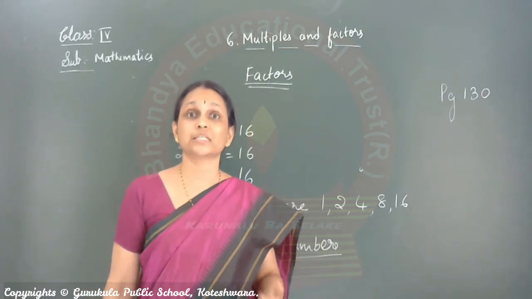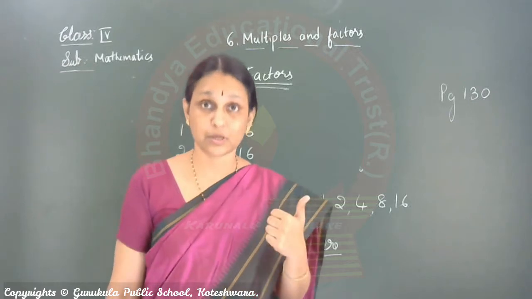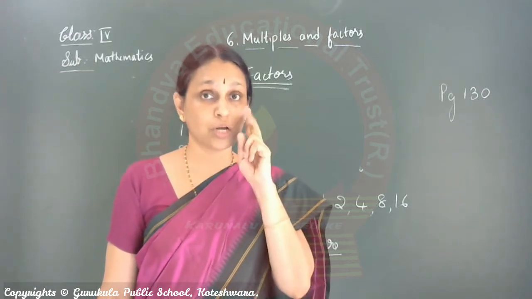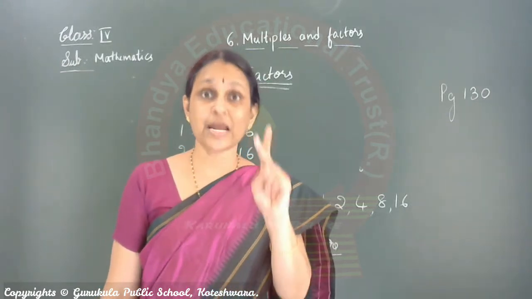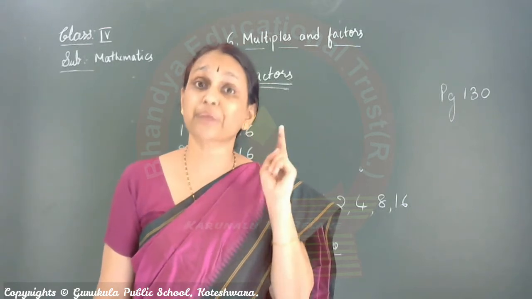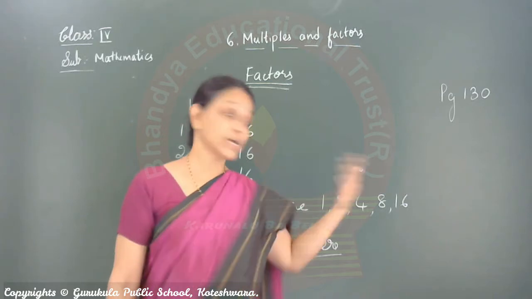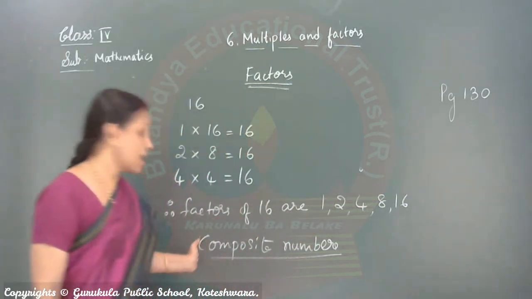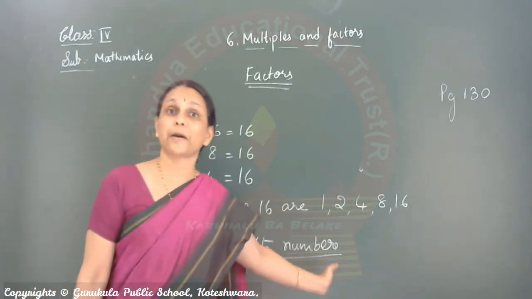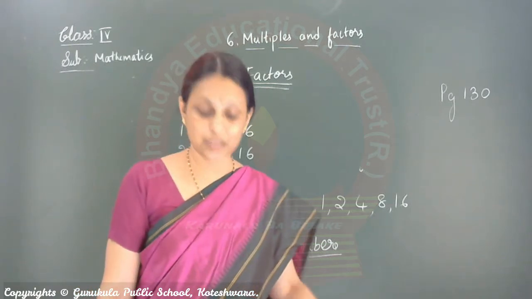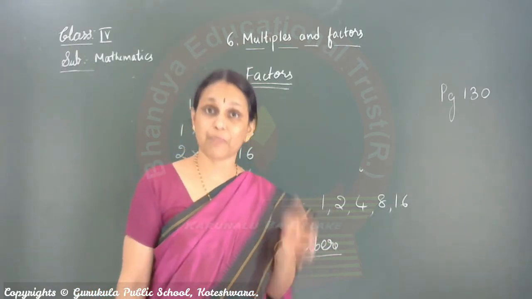The fourth property is about prime numbers. Any number which has only 2 factors, 1 and itself, they are called prime numbers. Yes, then any number with more than 2 factors like this are called composite numbers. Yes, these are the properties you please keep in mind.